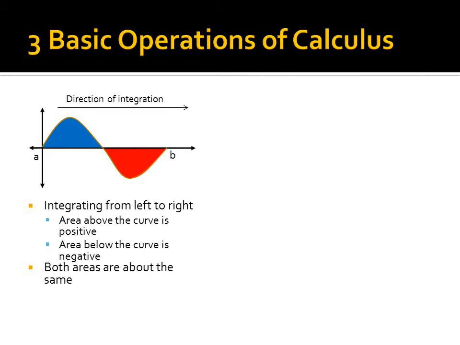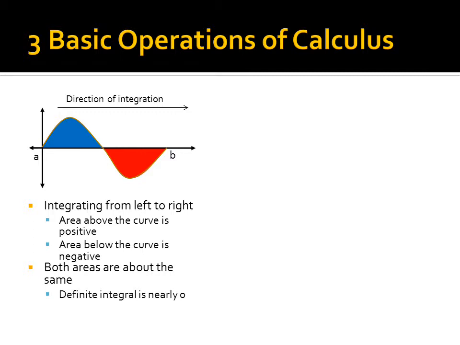Now, you might have noticed that this area is about the same as this area. There's about as much space in this blue spot here as there is in this red spot here. So both areas are about the same. We have about as much positive area as we have negative area.